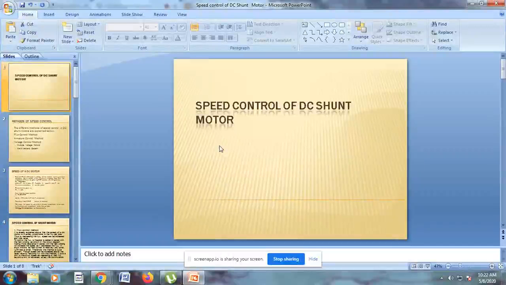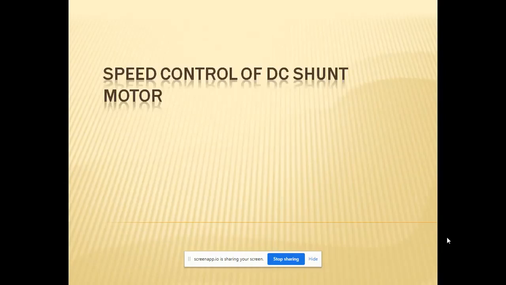Today we discuss speed control of DC shunt motor. First, what is a shunt motor? In a shunt motor, the field winding is connected in parallel with the armature winding.